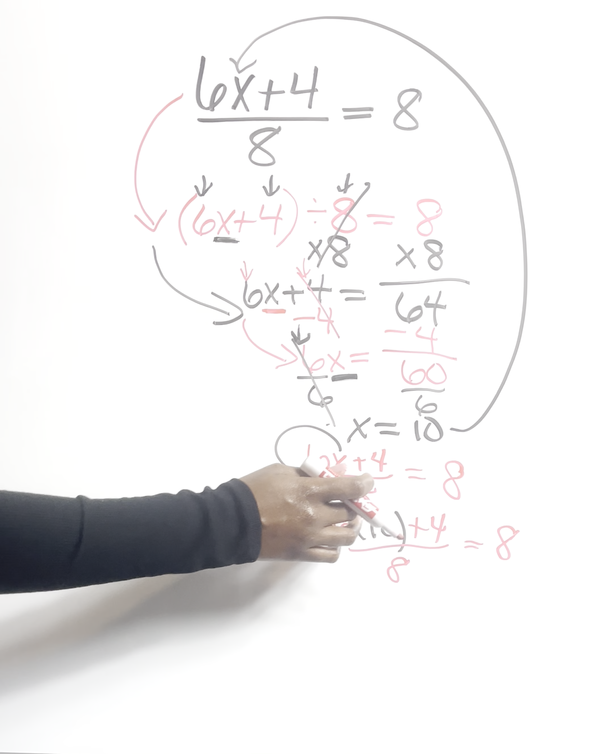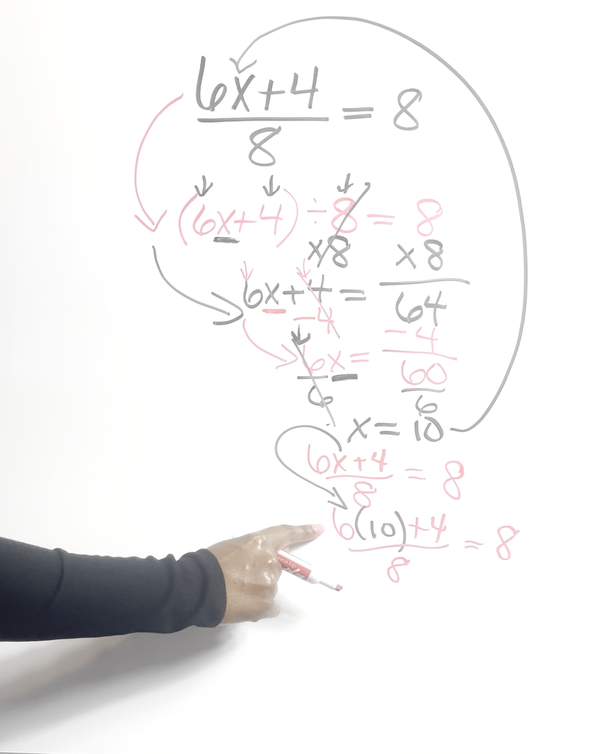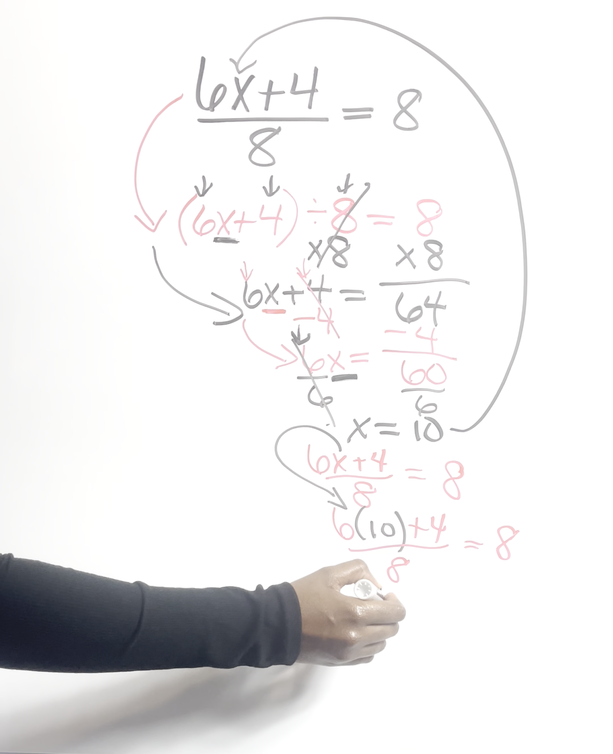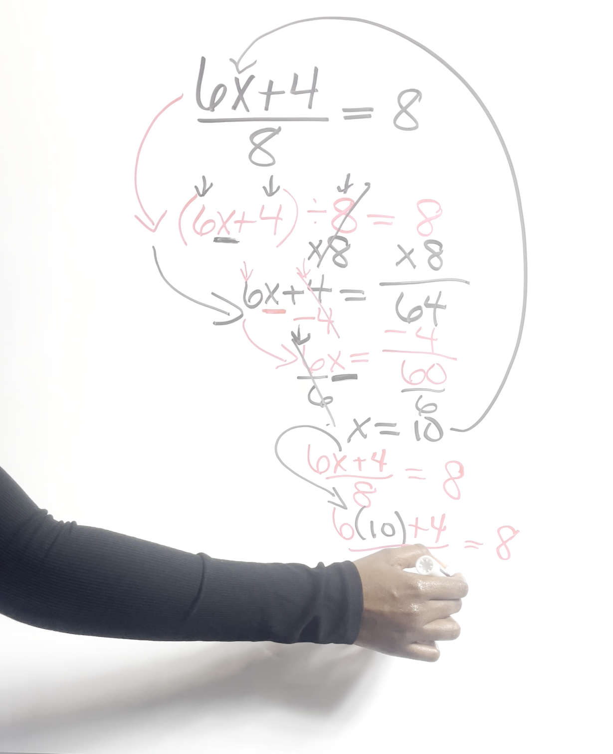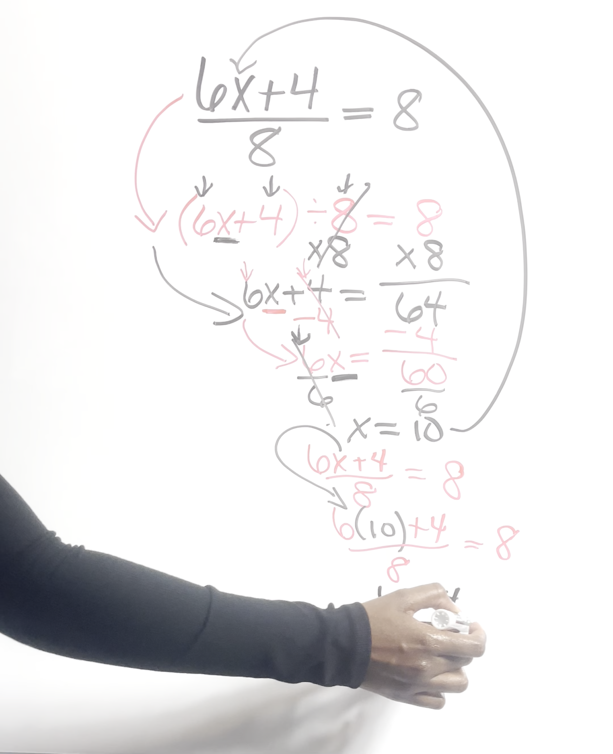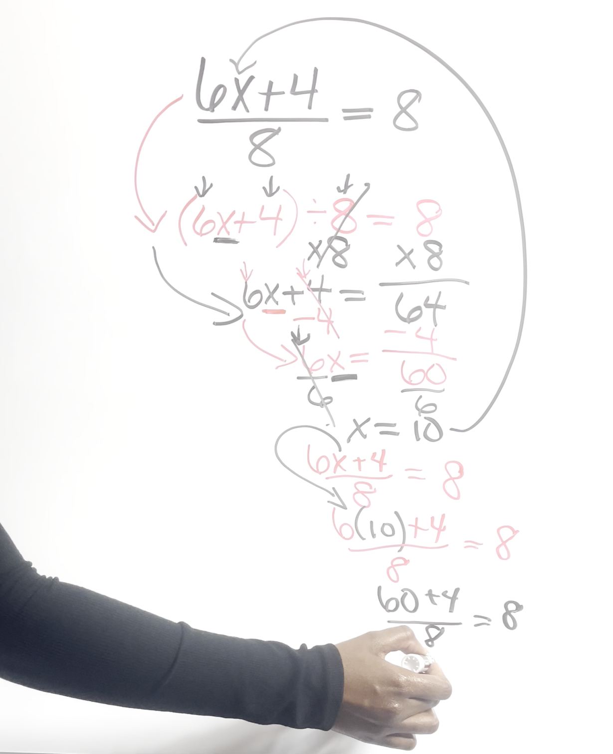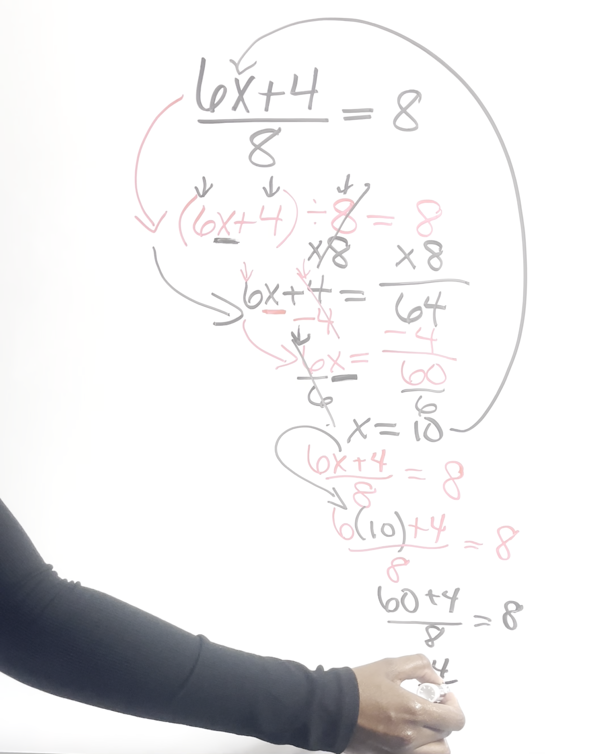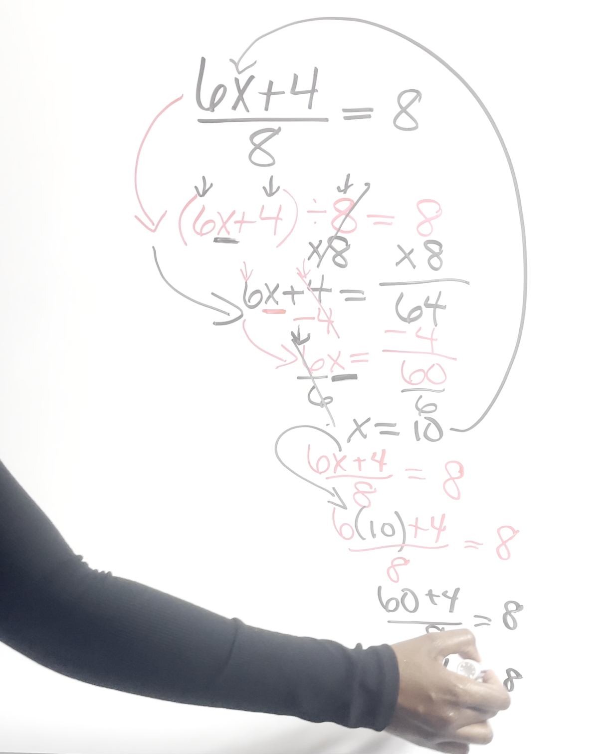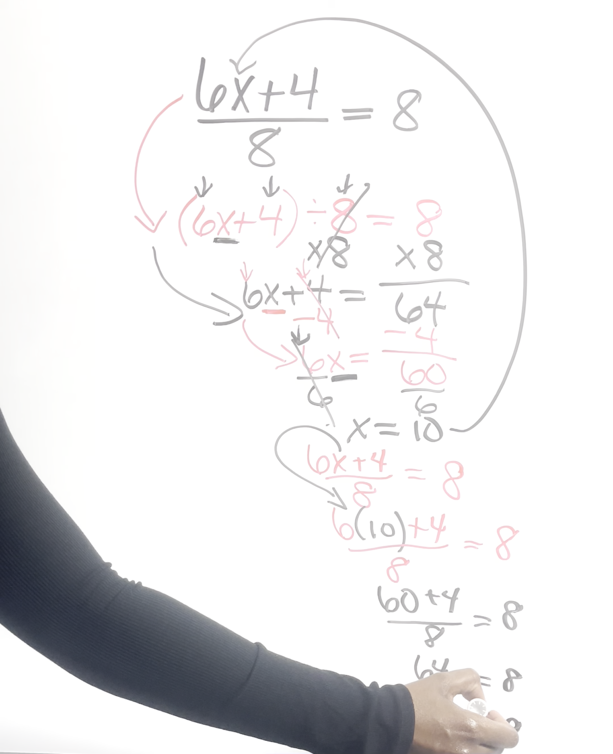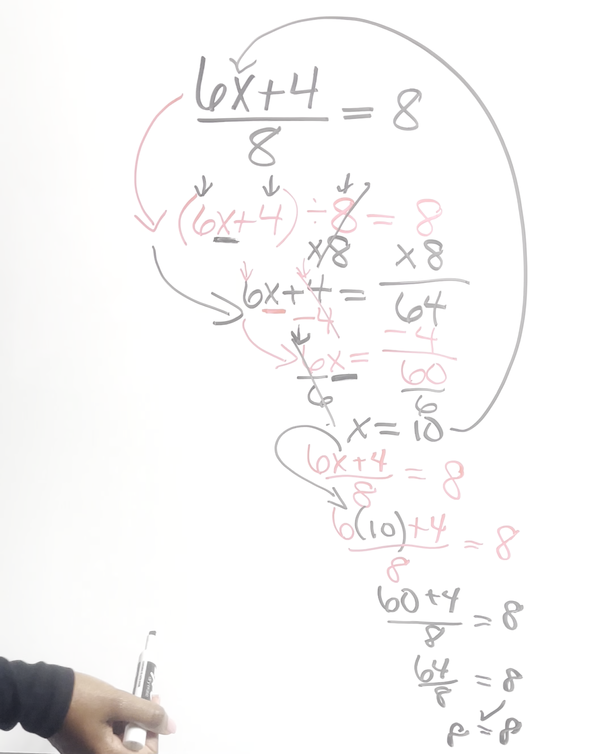So if I have 6 times 10 plus 4, I'm going to have to do my 6 times 10 first, which is going to give me 60. And then you just continue to simplify from there. So 60 plus 4 is 64, and then 64 divided by 8 is 8. 8 is equal to 8. So of course, you're always just checking to make sure that your values are equal on both sides.